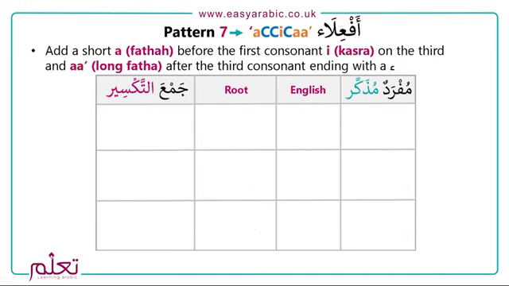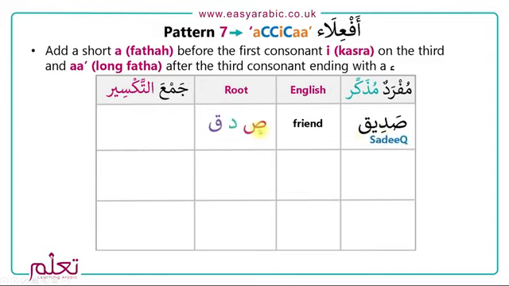Okay, so we've got pattern 7. So here we've got pattern 7, we've got the fatha or the alif, and then we've got the consonant, consonant, and then we've got kasra, consonant, and then the alif and the fatha. Okay, so here we look at the word sadiq, sadiq.